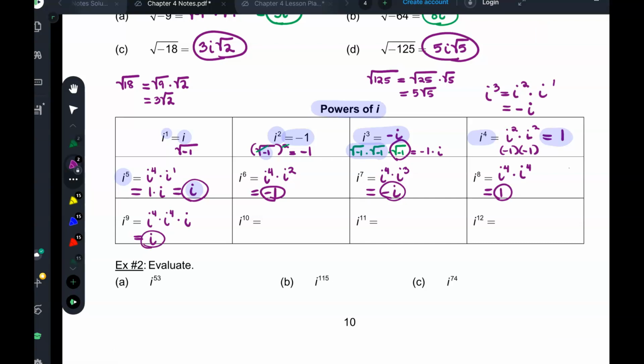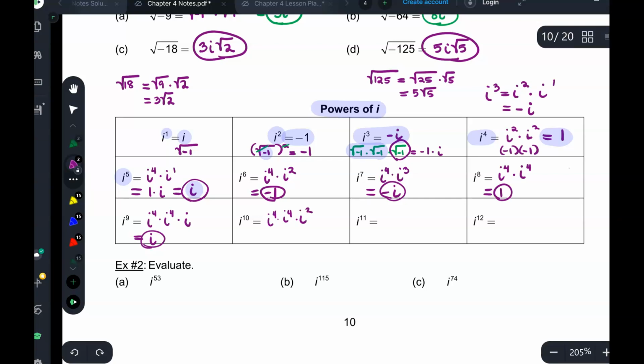i to the 10th, I can break it down this way, and that will be negative 1, because i to the fourth is always going to be 1, and then i squared is negative 1. And i to the fourth times i to the fourth times i to the third, that's our negative i.